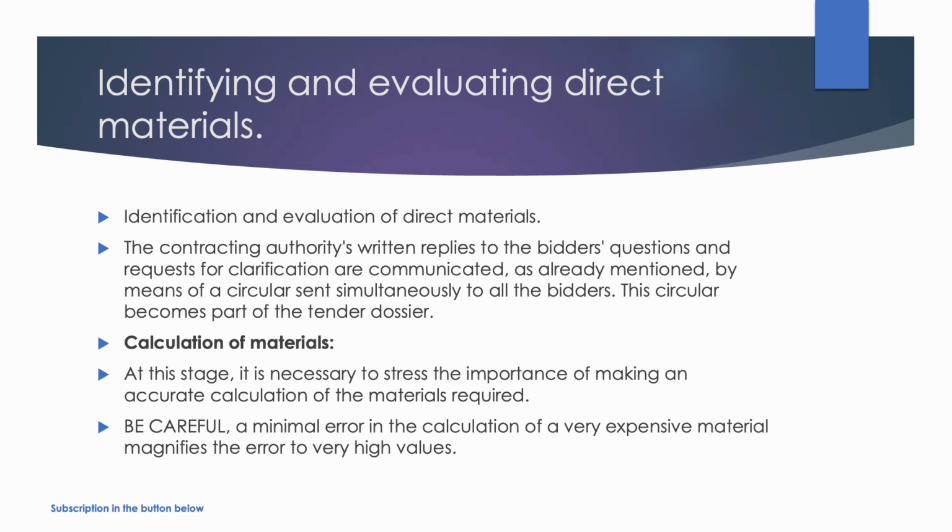Identification and evaluation of direct materials. The contracting authority's written replies to the bidder's questions and requests for clarification are communicated, as already mentioned, by means of a circular sent simultaneously to all the bidders. This circular becomes part of the tender dossier. Calculation of materials. At this stage, it is necessary to stress the importance of making an accurate calculation of the materials required. Be careful. A minimal error in the calculation of a very expensive material magnifies the error to very high values.